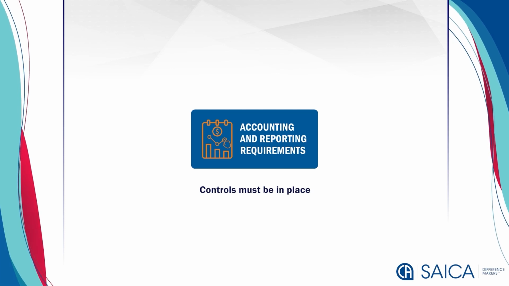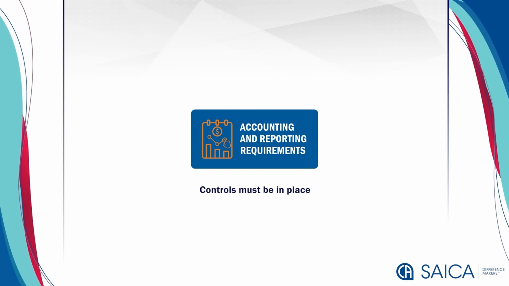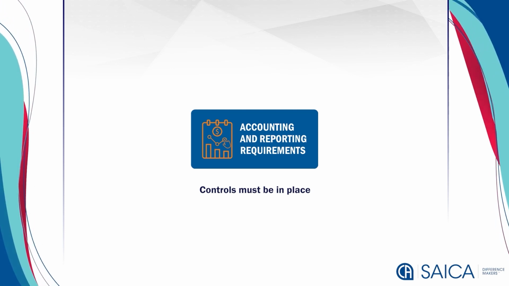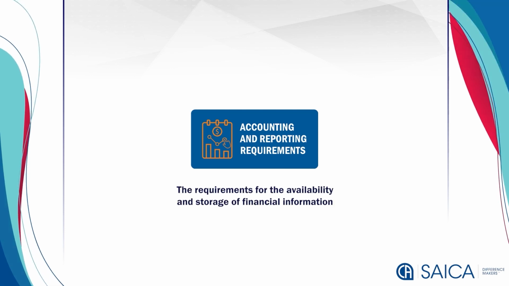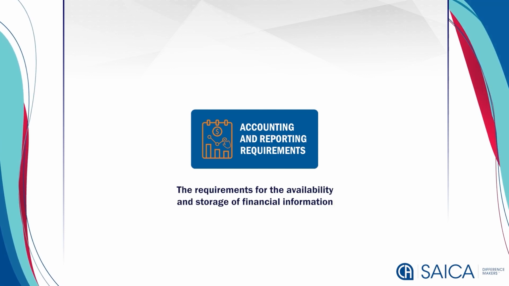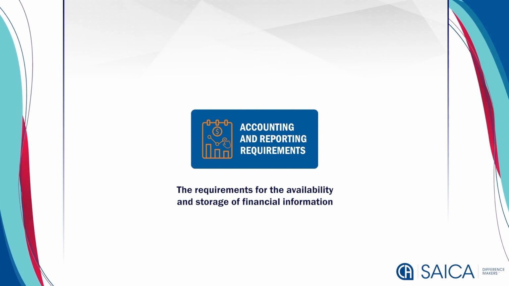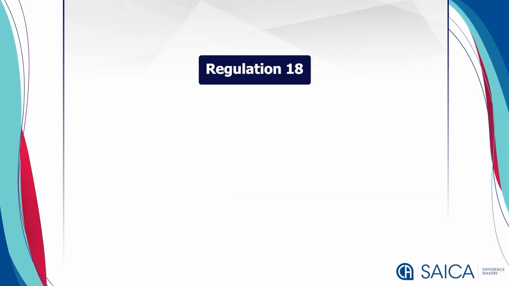Controls must be in place along with timing limits with regard to the exceptional case of the use of suspense accounts. The requirements for the availability and storage of financial information are also outlined. Regulation 18 deals with monthly and annual reports.